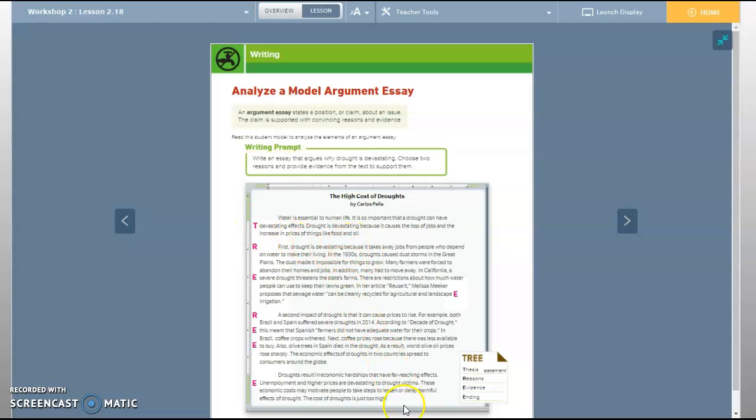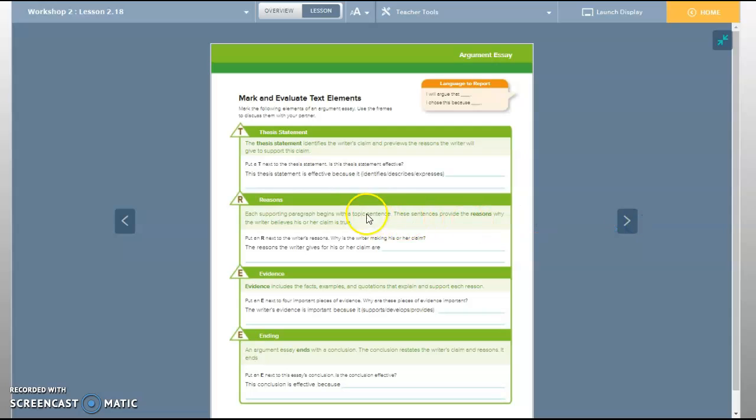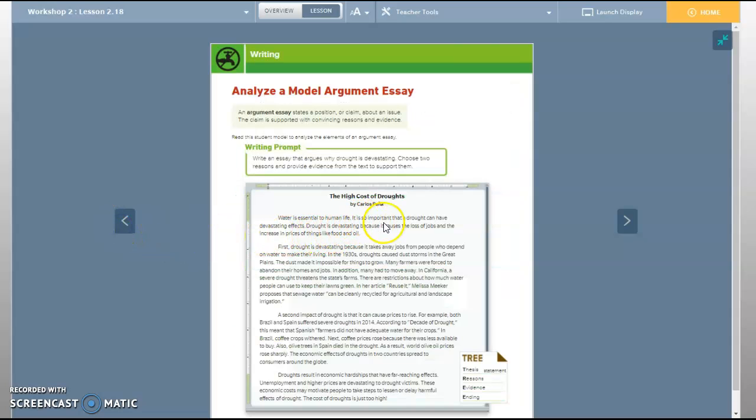All right, now they want you to go back to reasons. Put an R next to the writer's reasons. Why is the writer making his or her claim? The reasons the writer gives for his or her claim are blank. So his claim is that droughts can have devastating effects, right? So now you need to put R next to reasons. He gave a few here, so you should probably have 3 or 4 R's. Then you're going to have evidence. The evidence we talked about comes from the things that he read and cited in Decade of Drought.